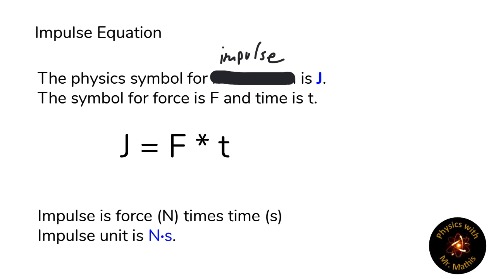In physics, the symbol we use for impulse is capital letter J. You know that the symbol for force is a capital F and the symbol for time is t, so our equation for impulse is J equals F times t. Impulse equals force times time. The unit for force is the Newton, abbreviated with a capital N, and the unit for time is seconds, abbreviated with a lowercase s. So when we multiply force times time to get impulse, the impulse unit is Newton seconds.